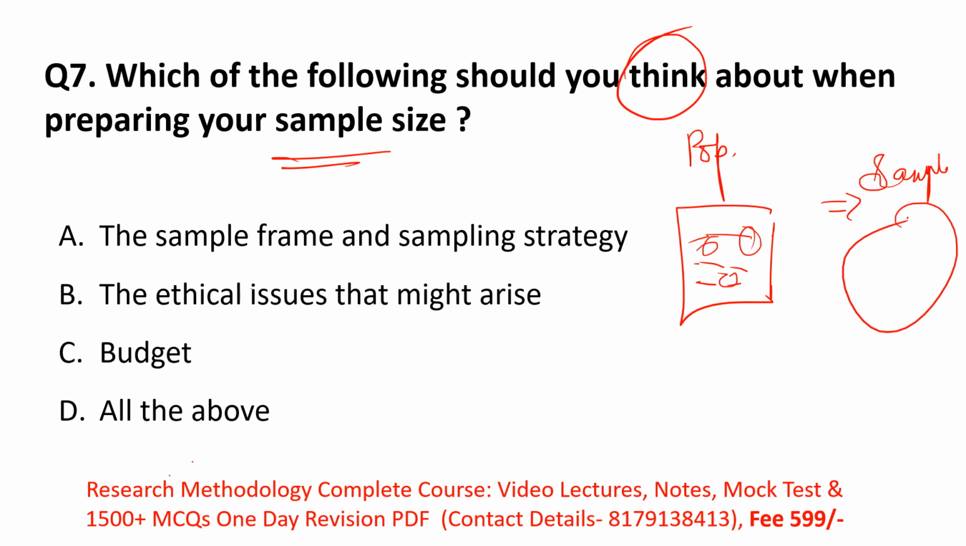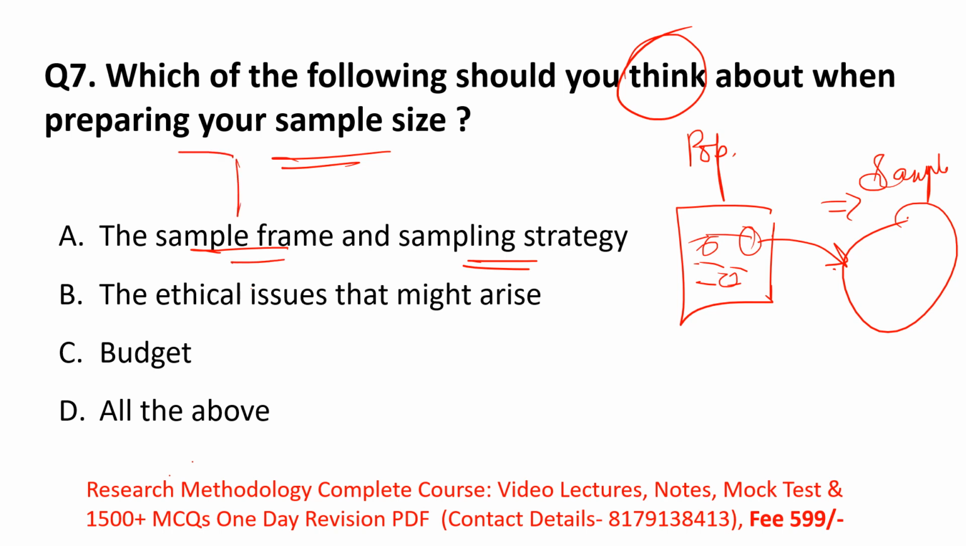Okay, if I am a researcher and I am selecting my samples from the population, what should I think about? Remember, we'll see the options and which are correct and which are incorrect, on which option we should think and on which we should not. Option A is the sample frame and the sampling strategy. Yes, this is very important. If you are selecting your sample size, the sample frame is very important.